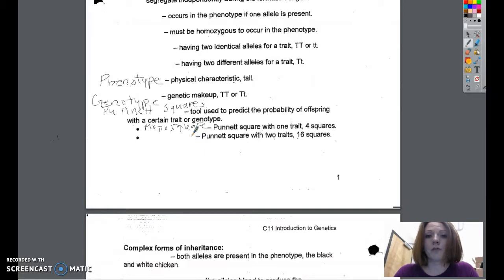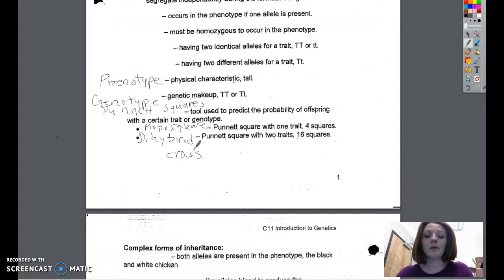Now, if we're looking at two traits at the exact same time, like whether somebody's tall or short and what eye color they have at the same time, or if we're looking at whether somebody's hair color is brown or blonde with eye color. When we're doing two traits at one time, we call that a dihybrid square or a dihybrid cross, and di means two. So we're looking at two things at one time. So this is dihybrid cross.